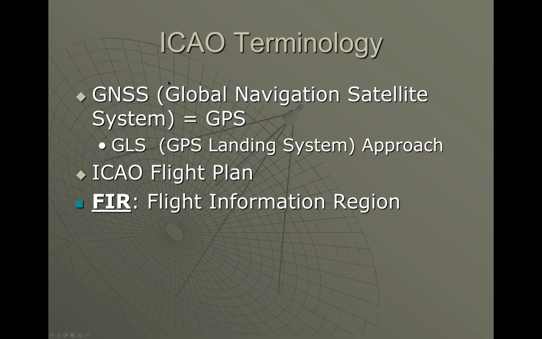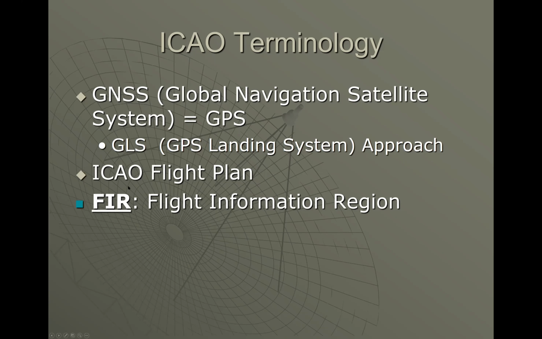So, the ICAO terminology, they use GNSS a lot more than we just call it GPS, but GNSS is a combination of all the systems. Some of you are going to write me a paper about it when you get to AS 411. And then they use the ICAO flight plan form, which I'm going to show you in abbreviated slides here.